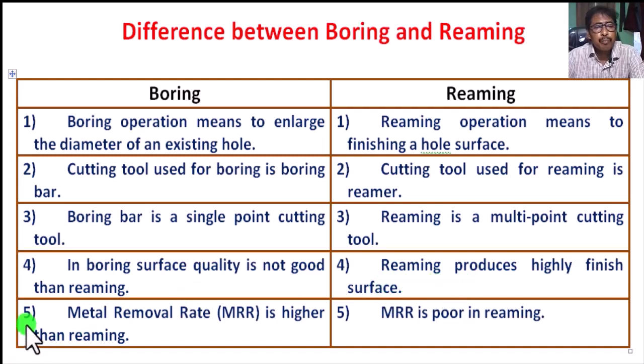Number 5, for boring, here the metal removal rate, MRR, is higher than reaming. More metal removal is possible. Number 5, for reaming, MRR, metal removal rate, is poor in reaming. Here metal removal is less. Okay. Thank you.